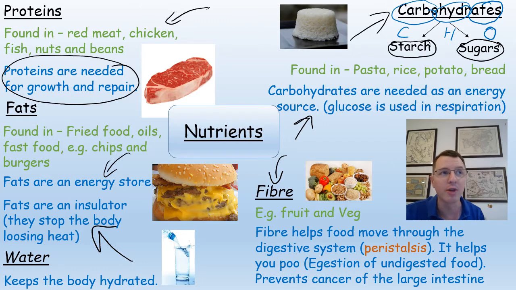As my nana used to say, we need the fibre to keep you regular. It will help you poo. The biological word for poo is egestion, the removal of undigested waste. It's also very important in the fact that fibre seems to have a role in preventing cancers of the large intestine.